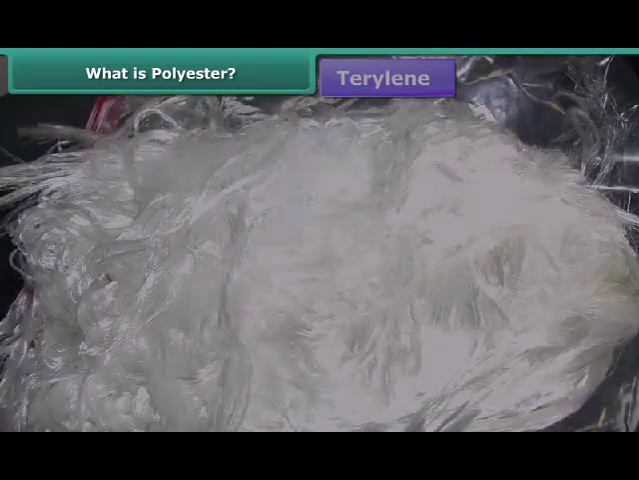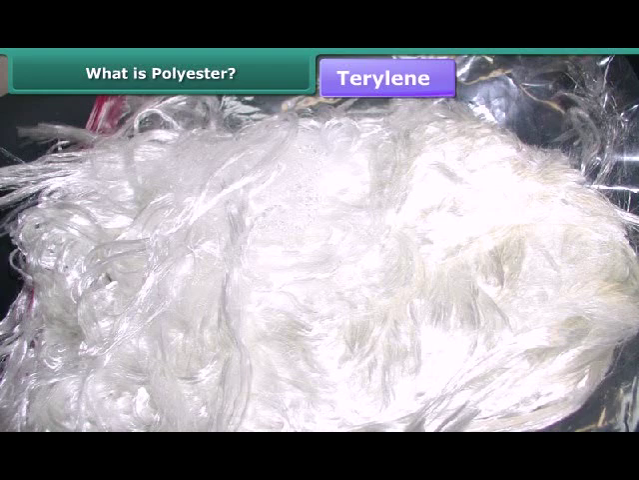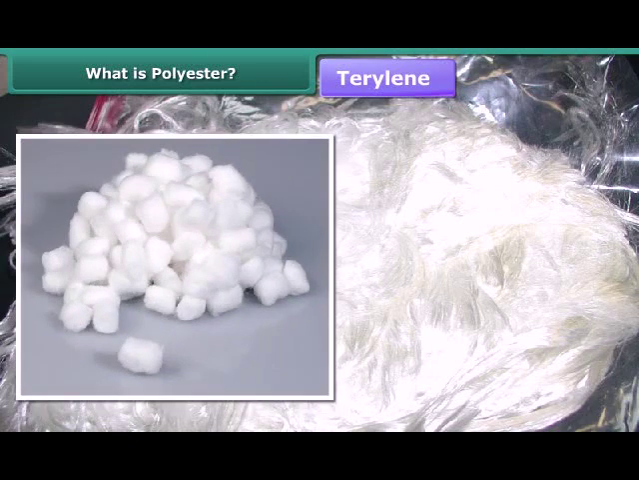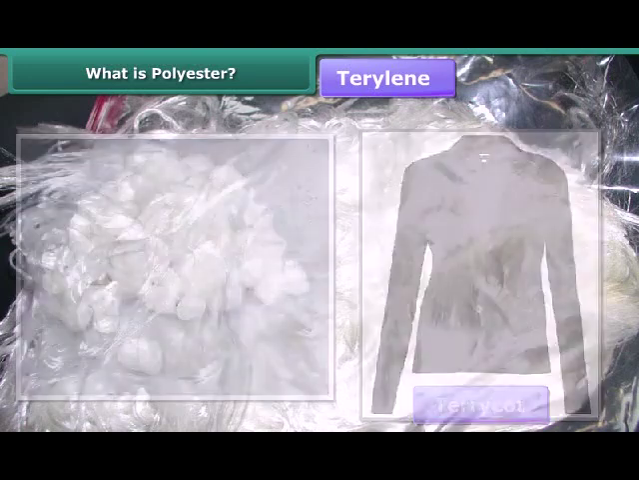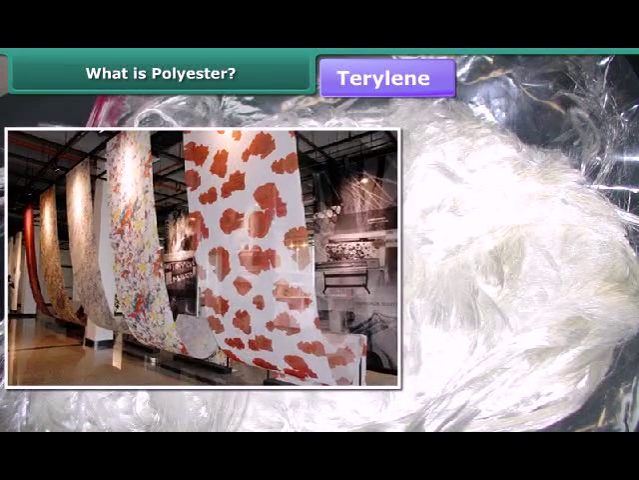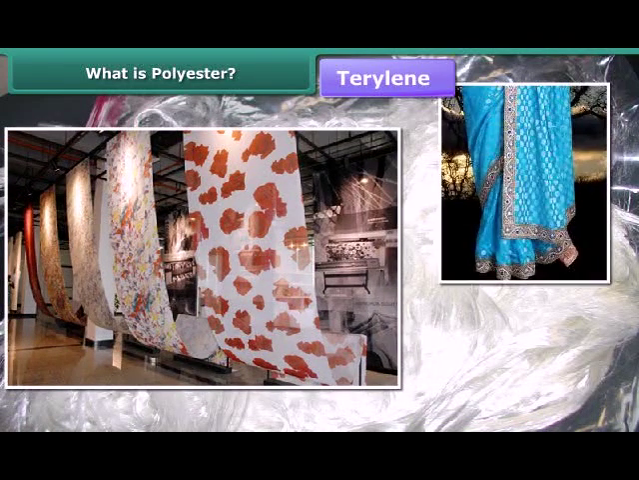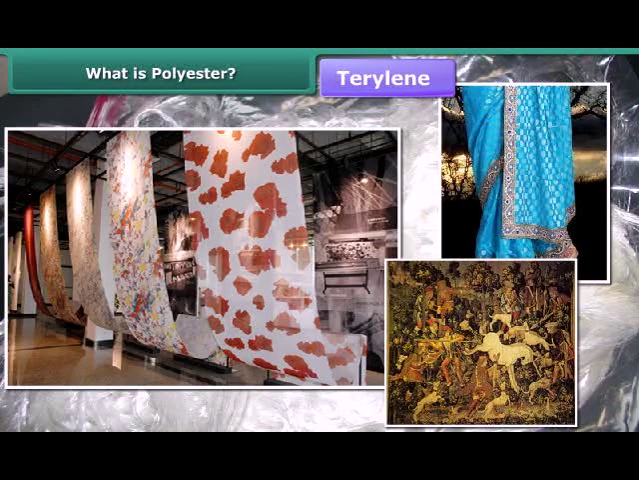Have you ever heard of terylene? It is a popular polyester fiber. Terylene can also be mixed with natural fibers like cotton or wool to give terrycot or terrywool respectively. Terylene is used extensively in the textile industry to make clothes like saris, dress materials, tapestry, etc.